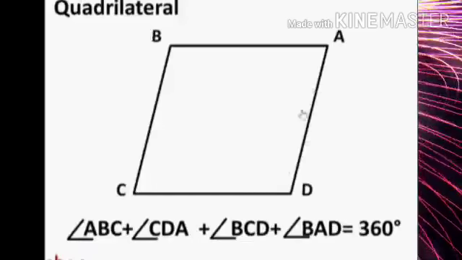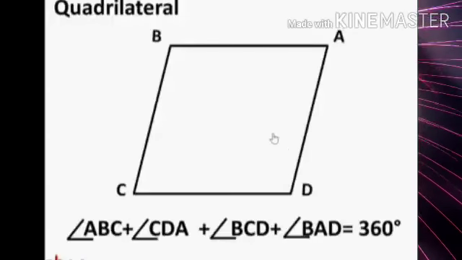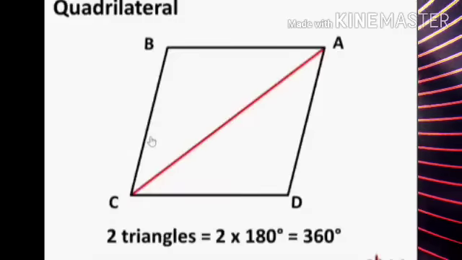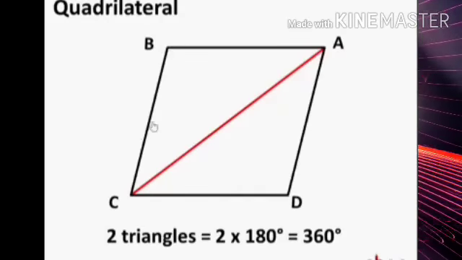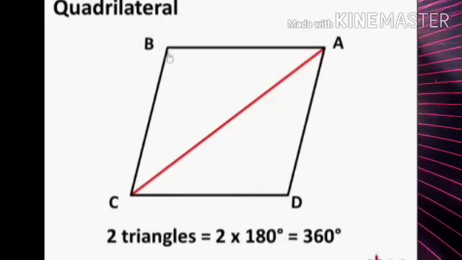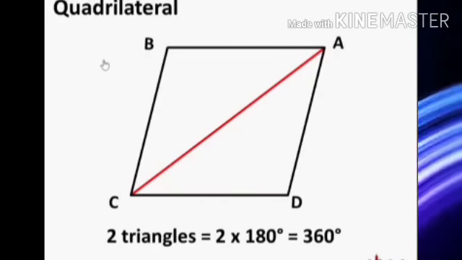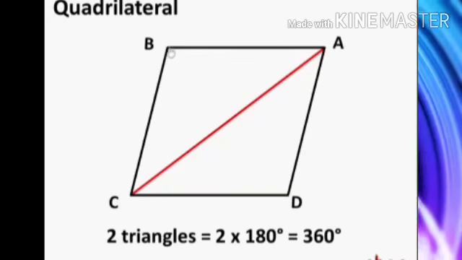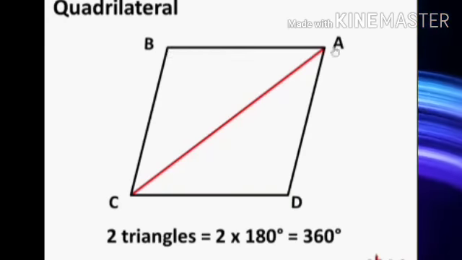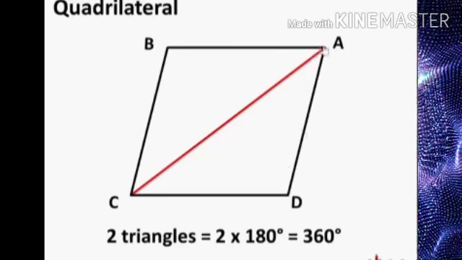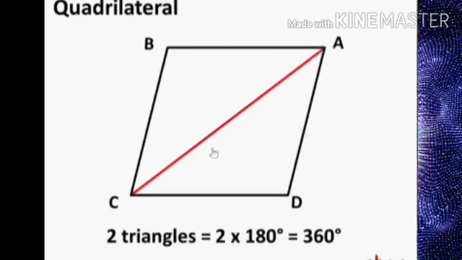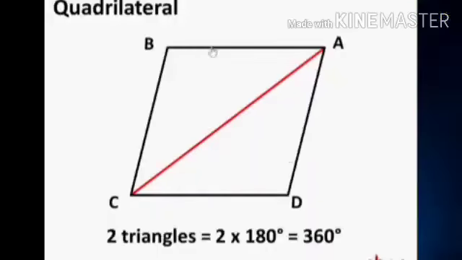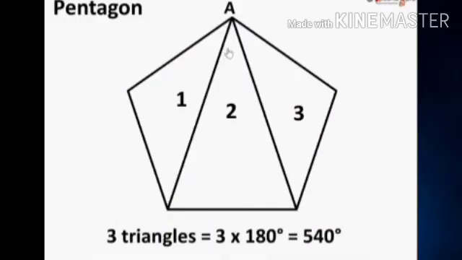Now we will prove that the sum of the angles of a quadrilateral is 360 degree. But how? You know that a quadrilateral can be divided into two triangles, and the sum of the angles of a triangle is 180 degree. Sum of the two triangles will be 2 into 180 degree. That is equal to 360 degree. This is the reason why a quadrilateral has angle sum as 360 degree.